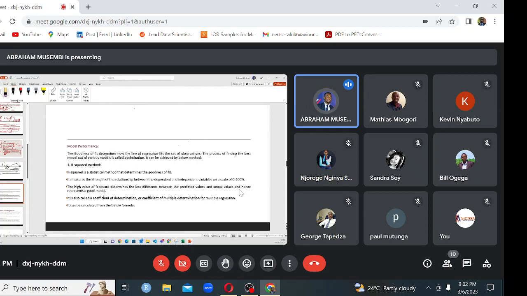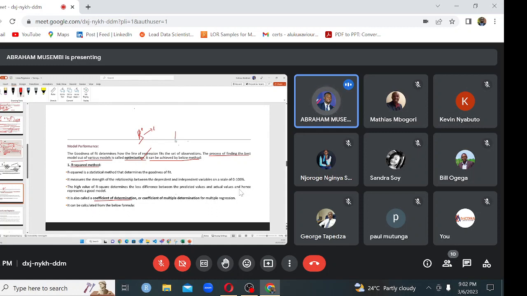So the goodness of fit determines how well the line of regression fits the observations. The process of finding the best model out of various models is called optimization, and it can be achieved by the method below. That is R squared. Okay, we have R squared. This R squared is also known as the coefficient of determination.